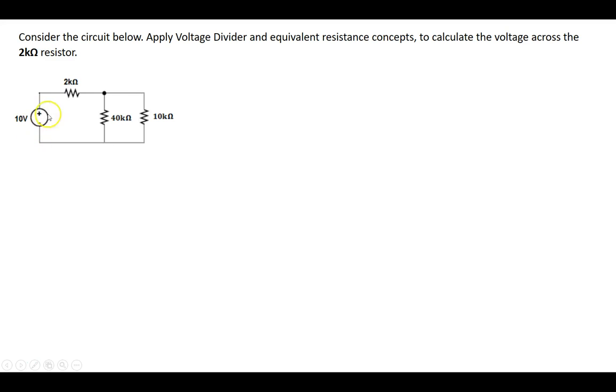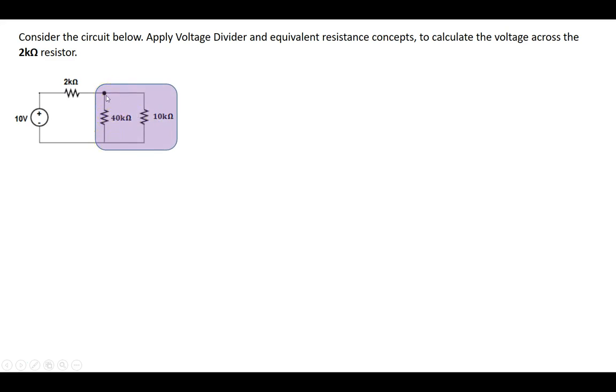Now, taking a look at this circuit, we see that we cannot currently directly apply voltage divider because not all the resistors in this circuit are actually in series. So first, let's take a look here. I see that this 40 kilo ohm resistor and that 10 kilo ohm resistor are actually in parallel to each other.